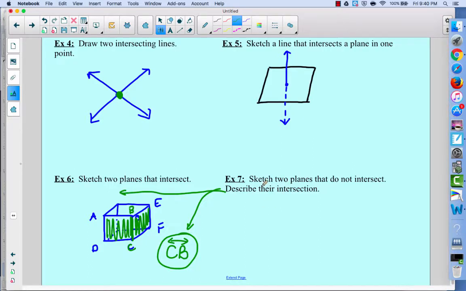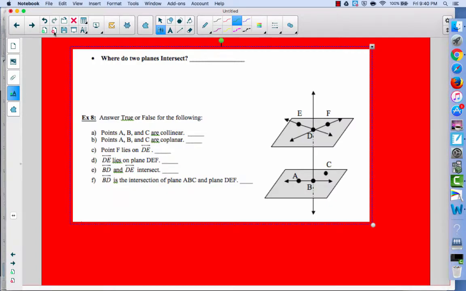Okay. Sketching two planes that don't intersect, we can go back to that parallelogram if we want. I draw something like that, and then I do like the back of the box like that. And so that's kind of showing that they don't intersect. Okay, a couple more things. I just want to recap, where do two planes intersect? In a line. We must use the symbol, okay?